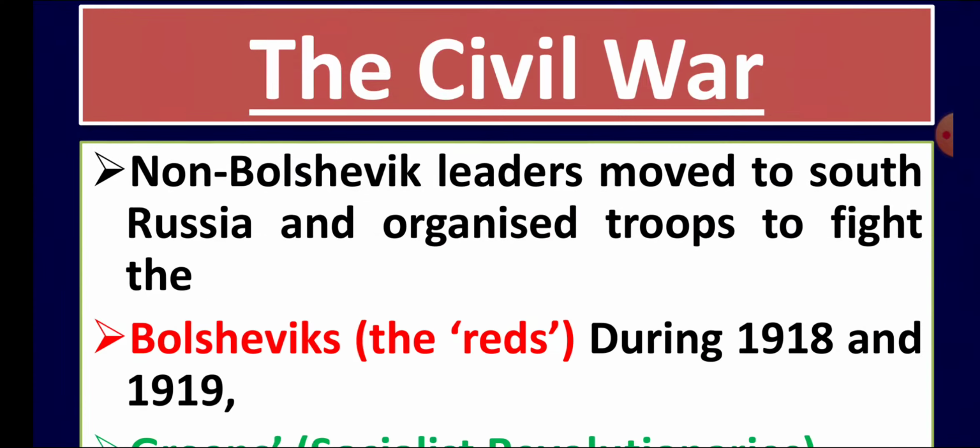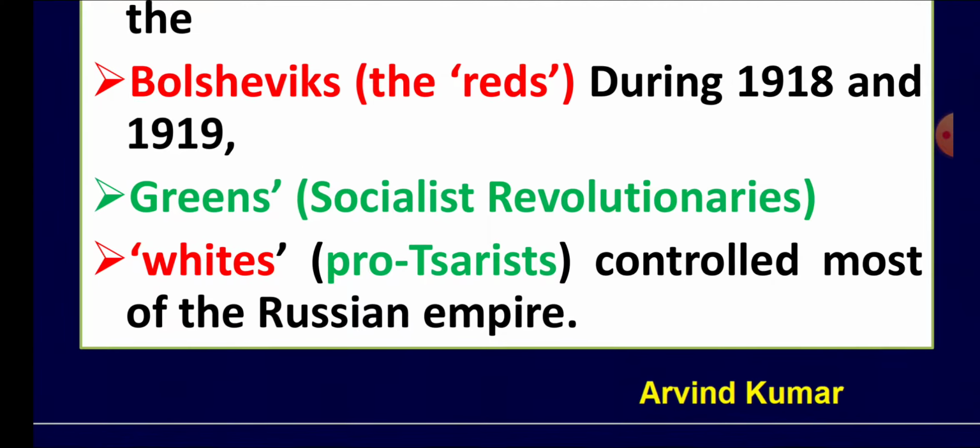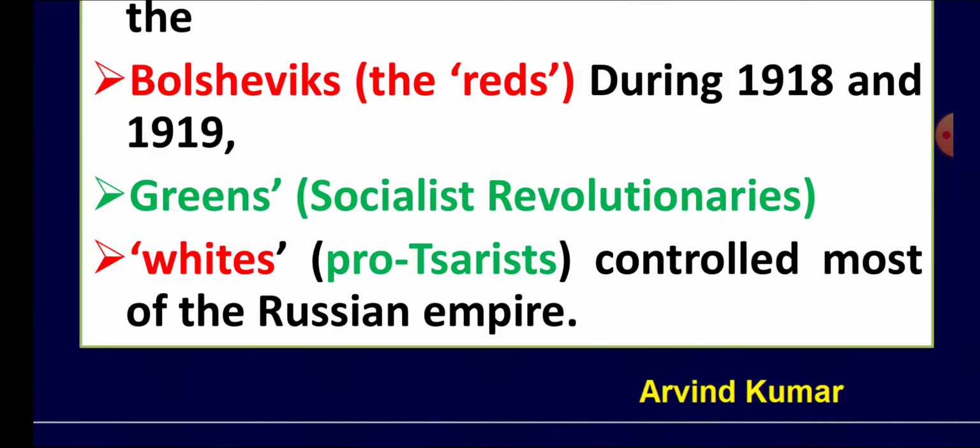Here I am showing you some of the important terminologies in Russia during the civil war. Number one is the Reds. Reds means the Bolsheviks. They were called Red. Greens were socialist revolutionaries. Whites means pro-Tsarists who controlled most of the Russian Empire.